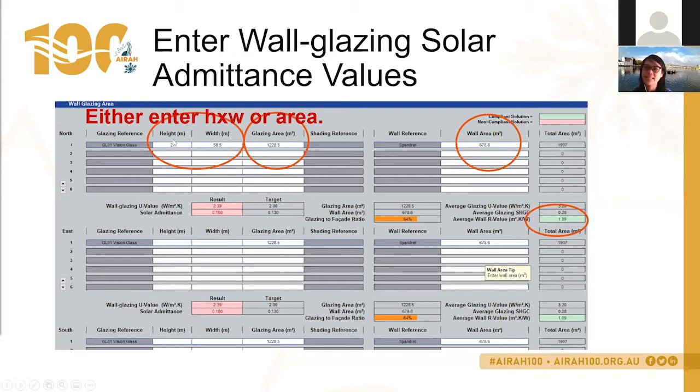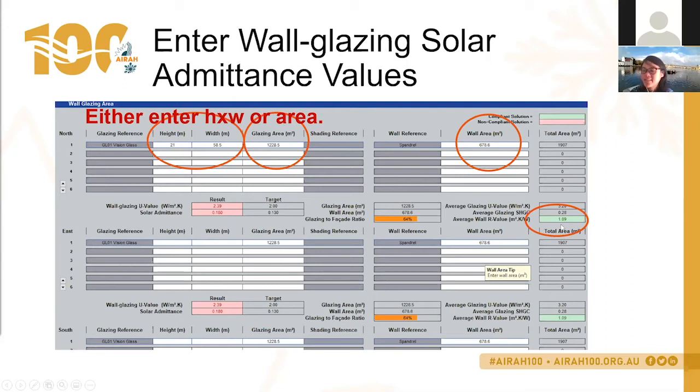You can put in either the height and width of that reference, or you could calculate or measure up the entire glazing area. And then on the other side, you need to put in your opaque wall area, square meters. And that would then calculate to give you the window to wall ratio in the facade calculator. So what you can see here, they call it glazing to facade ratio. So it's 64% in this building.